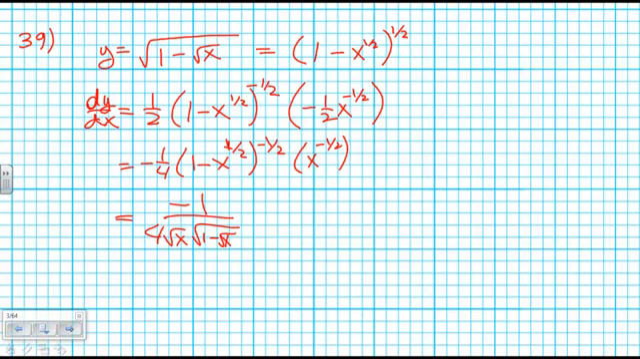I got a 1/2 right here and a 1/2 right there. So I just took all those common coefficients and pulled them all to the front. Okay. So that's 39.